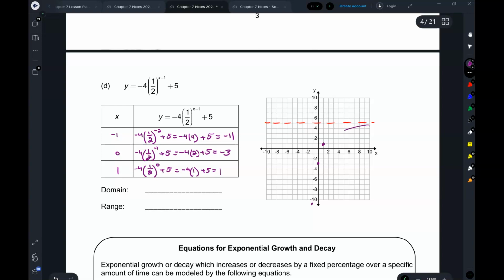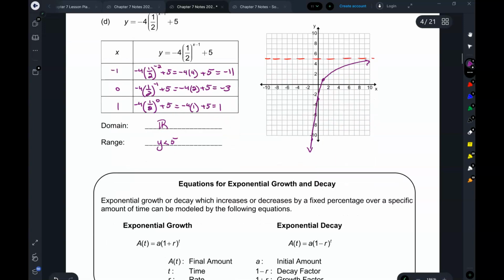And then it goes that way. Okay? Domain is all real numbers. The range is y is less than 5. Okay. I'm going to say one more thing about this, but we'll come back to it in a minute.